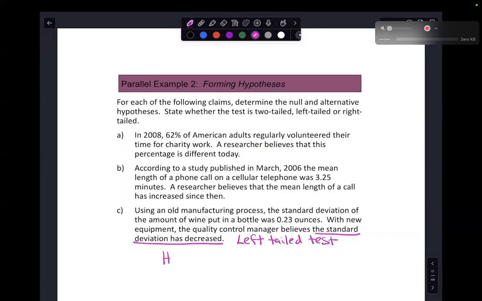So my null hypothesis, standard deviation equals 0.23 ounces. My alternative hypothesis, standard deviation is less than 0.23 ounces, because we believe it has decreased, it is less than. Now that you've seen all three of them, any questions?